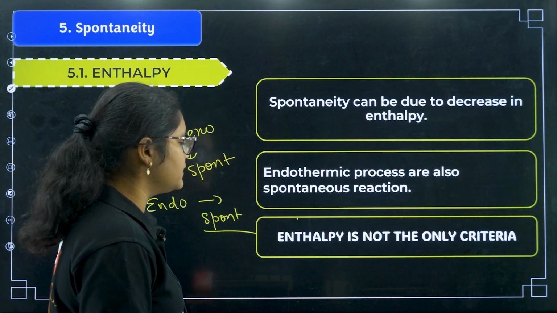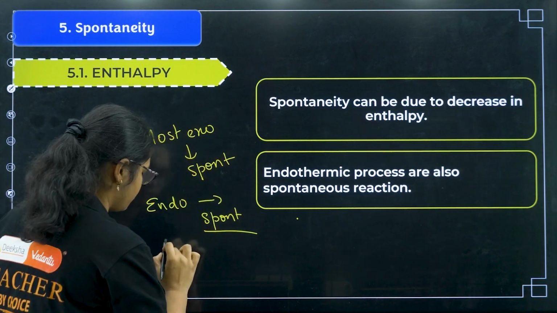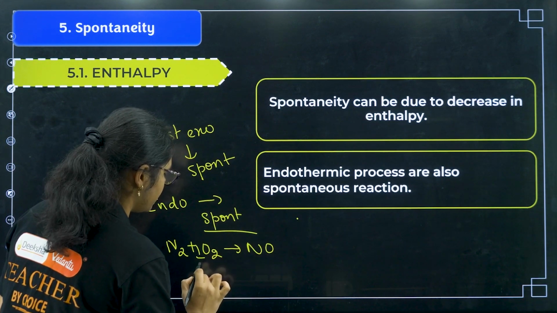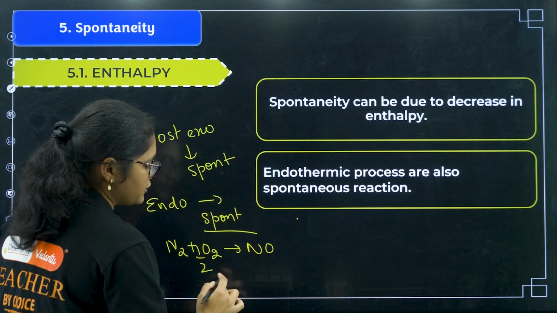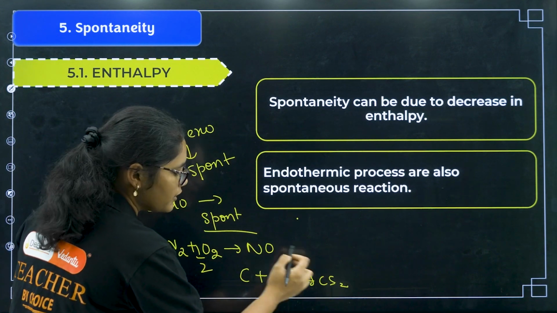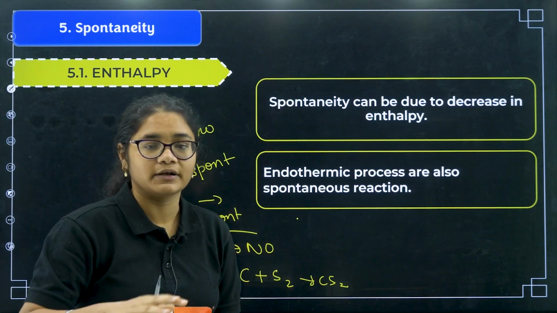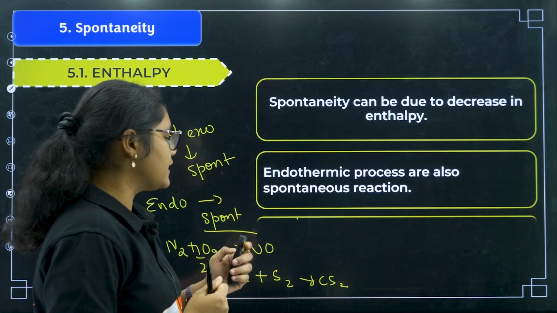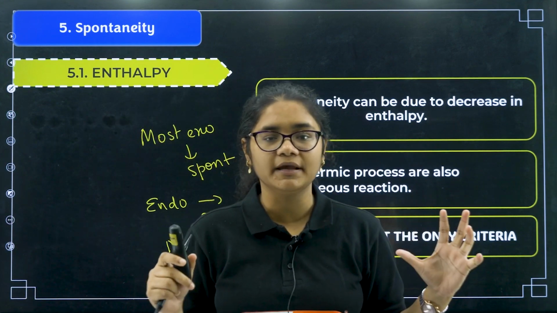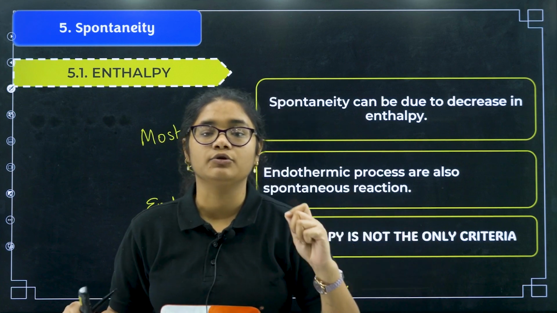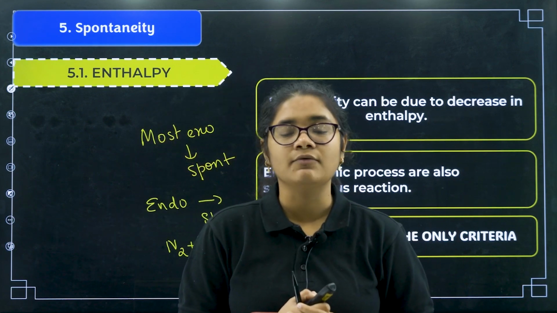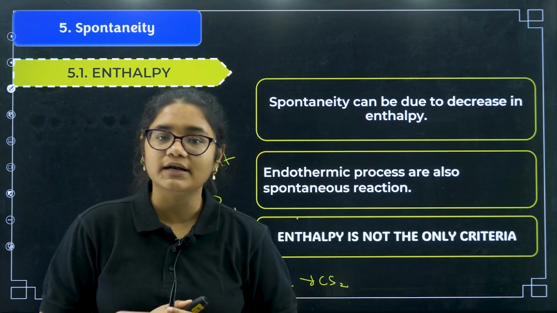Here you can have the example. The reaction of N2 plus O2 to give you NO is spontaneous, and so is carbon plus sulfur reacting to give you CS2. These all are endothermic reactions, but they are also spontaneous. So the thing that we came to know here is that enthalpy is not the only criteria. Only on the basis of enthalpy we cannot say whether a reaction is going to be spontaneous or non-spontaneous. So there has to be another criteria which can also tell you about the spontaneity of the reaction.